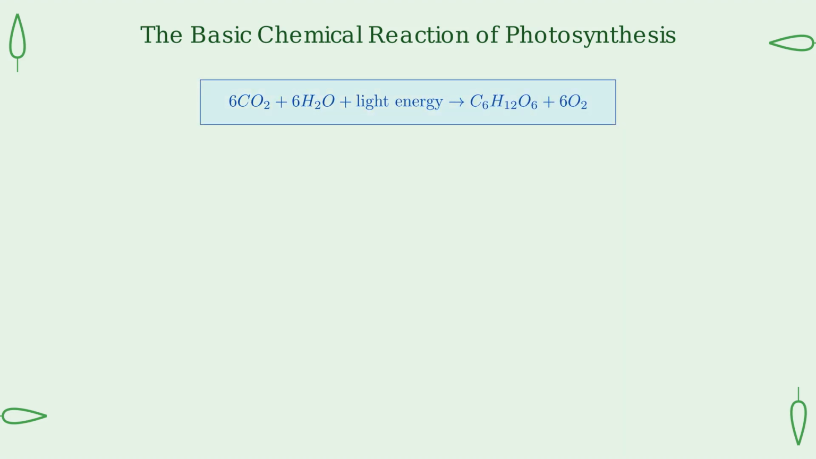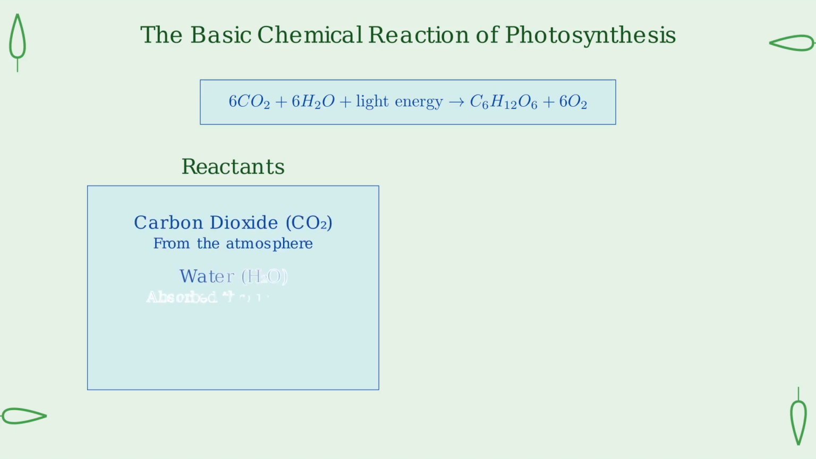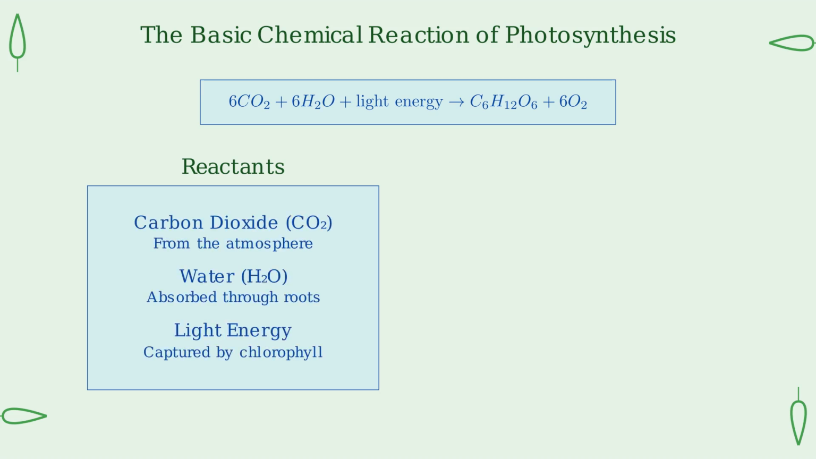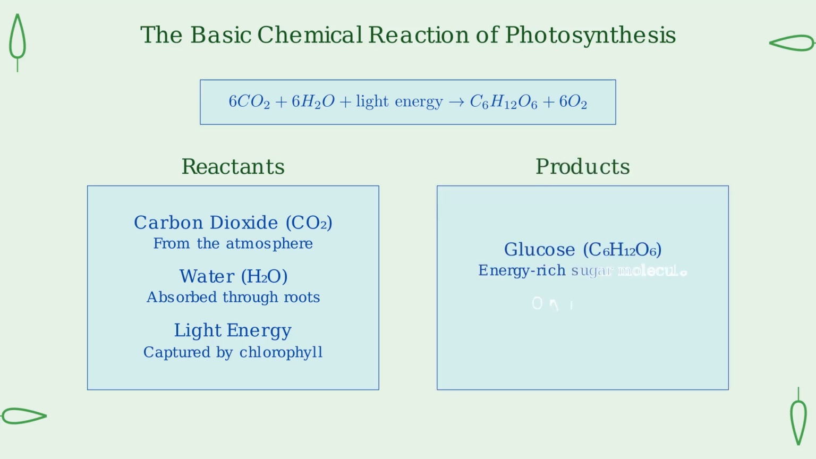At the heart of photosynthesis is a fundamental chemical reaction. The simplified chemical equation is 6 carbon dioxide plus 6 water molecules plus light energy yields 1 glucose molecule and 6 oxygen molecules. The reactants include carbon dioxide from the atmosphere, water absorbed through plant roots, and light energy captured by chlorophyll. The products are glucose, an energy-rich sugar molecule, and oxygen, which is released as a byproduct.